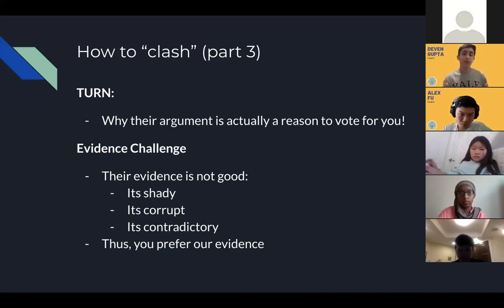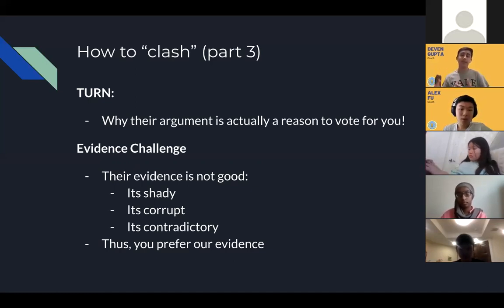Now, you can turn this, and a link turn would basically say, no, foreign skilled workers do not contribute to gross human capital. Instead, they actually make it worse because of X, Y, and Z. Thus, the impact is actually for our side because you're decreasing the economy, because foreign skilled workers don't increase gross human capital. An impact turn is going one step further.